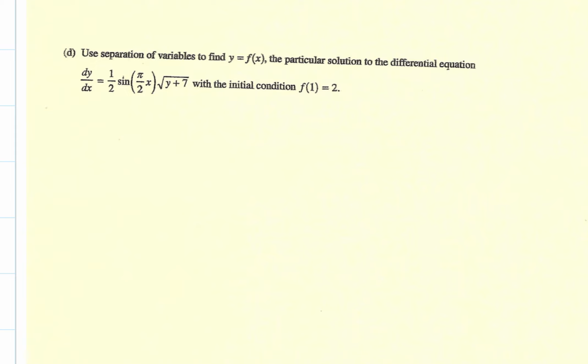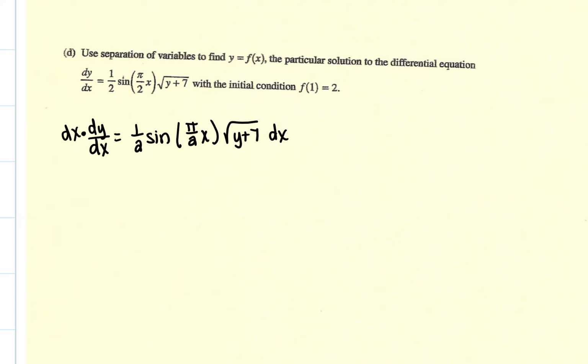All right, D part. Use separation of variables to find y equals f of x, the particular solution. So I'm going to rewrite this. Whenever you're doing separation of variables, the first thing you do is separate the variables. Get your x terms on one side and everything with the y term on the other. So the first thing we'll do is multiply both sides by dx. So those cancel, and I have dy equals 1/2 sine(pi over 2 x) times the square root of y plus 7 dx.